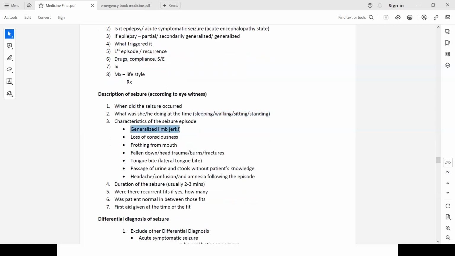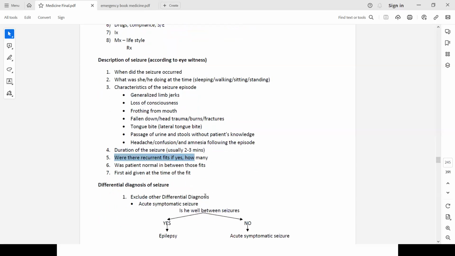And then the limbs that were involved, loss of consciousness, frothing, falling, trauma, tongue bites, urinary and fecal incontinence, duration of the seizure, and also especially important whether there were recurrent fits, and if so, how many? Was there regaining of consciousness in between? First aid that was given to the patient at the time, the patient might not know, but you can tell in the patient's own words.